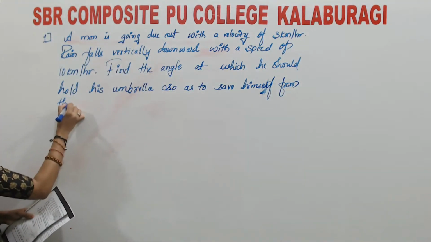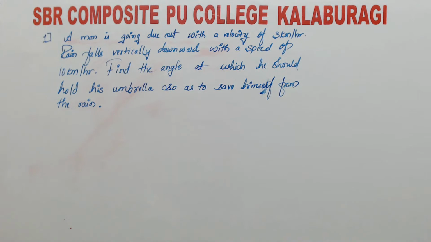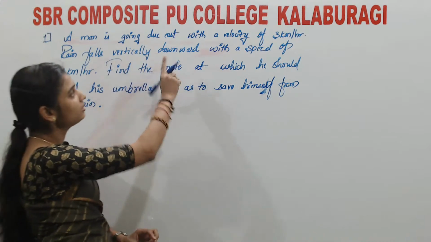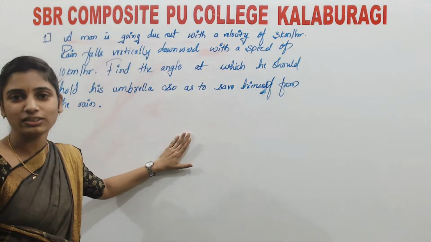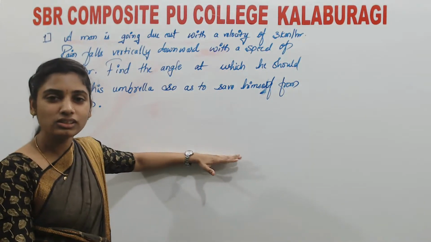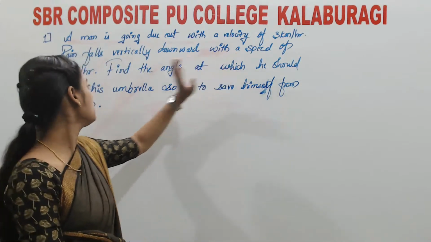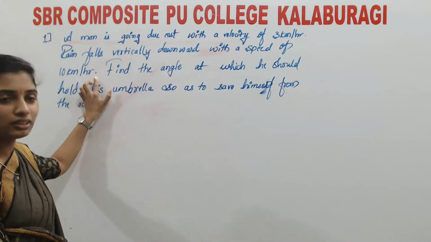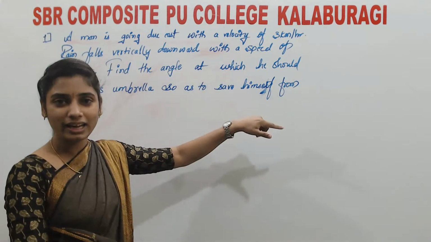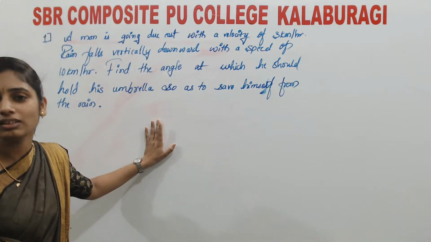Look at the question. A man is going due east with a velocity of 3 km per hour, and now rain is falling vertically down with a speed of 10 km per hour. The velocity of rain is given, that is 10 km per hour. They are asking to find the angle at which he should hold his umbrella so as to save himself from the rain.